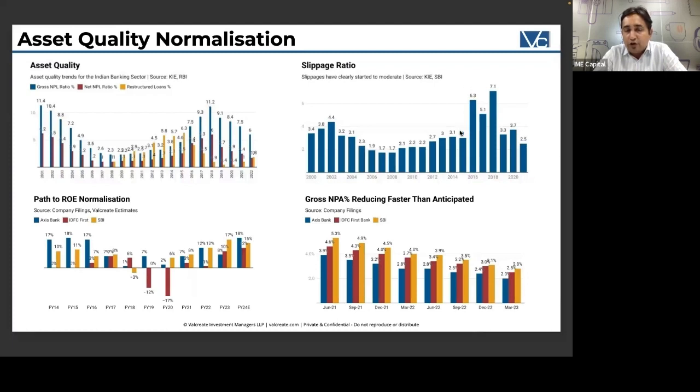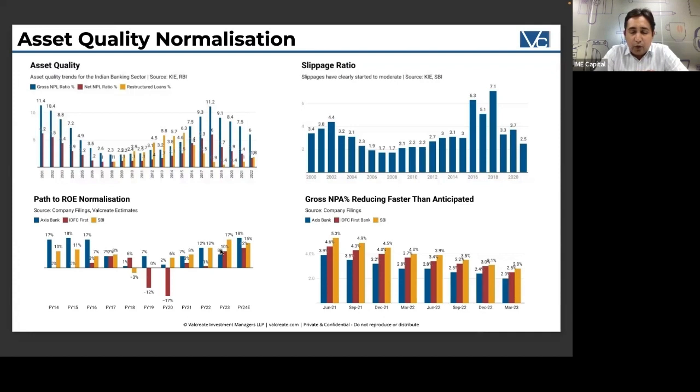So you can see the sheer number. This is what's called the slippage ratio. It's the percentage of their book that turned bad. That basically caused a very sharp decline in profitability, as is clearly evident where you can see these numbers having fallen substantially. But as this pain was normalized, and you can see the gross NPAs reducing across the banks that we're looking at, you're starting to see ROEs clearly improve. And along with this, these firms are starting to get re-rated accordingly.